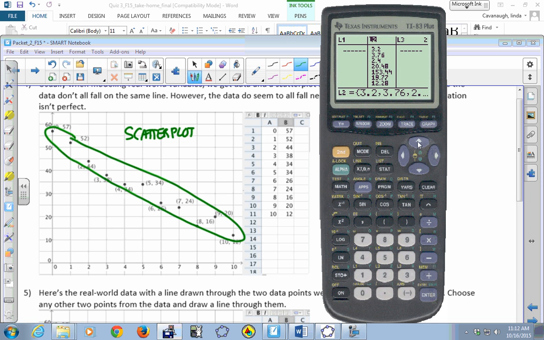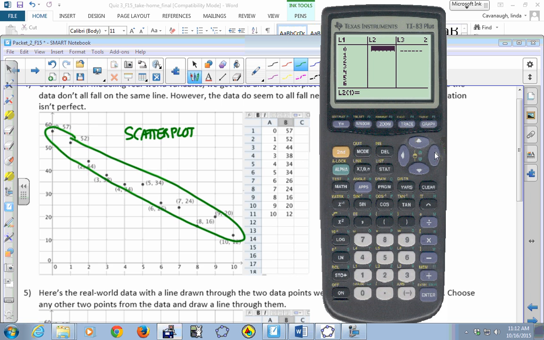So I'm just going to clear out that column. There we go. So let's enter these first points here, 0 through 10. So you do 0, enter, 1, enter, 2, enter, and so on, 5, 6, 7, 8, 9, 10. Okay, so we've done that. And now we're going to go up and enter L2.